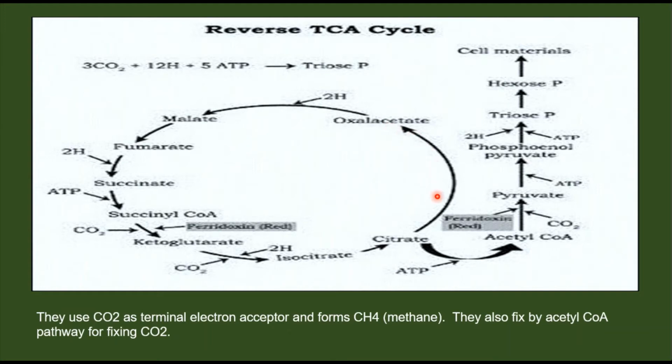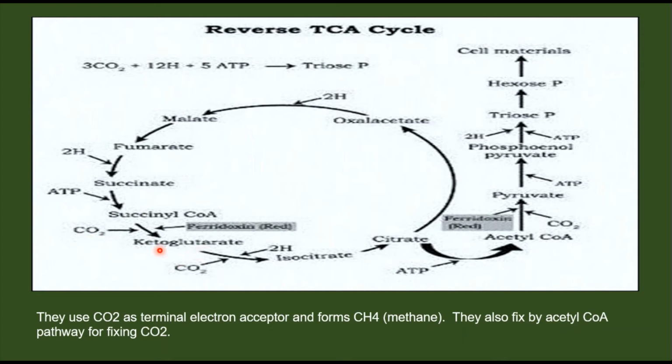In general, this is how it works. Acetyl-CoA combines with oxaloacetate, giving rise to citrate, and then finally you have the release of oxaloacetate again. So this is our normal TCA cycle. But here if you observe, it has reverse arrow marks. That means oxaloacetate goes back to malate, malate to fumarate, and then succinate and succinyl-CoA, where you have the fixation of a carbon dioxide molecule.